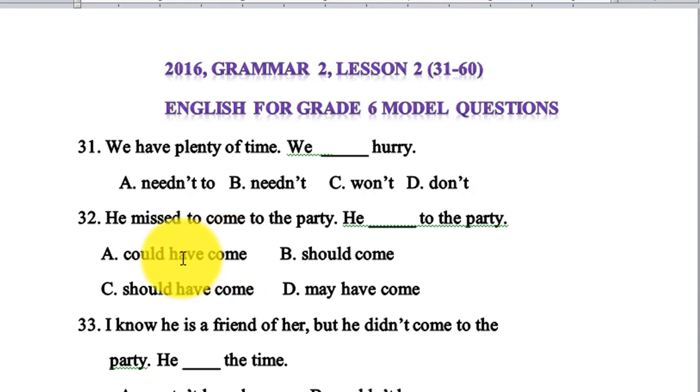When we use could have plus verb 3, we are expressing possibility, a possibility event. Should come, if you are talking about the present or for giving advice and suggestions. Should plus verb 1, the base form of an action verb. Should come: it is important to give advice if someone is in trouble, someone is in a problem.